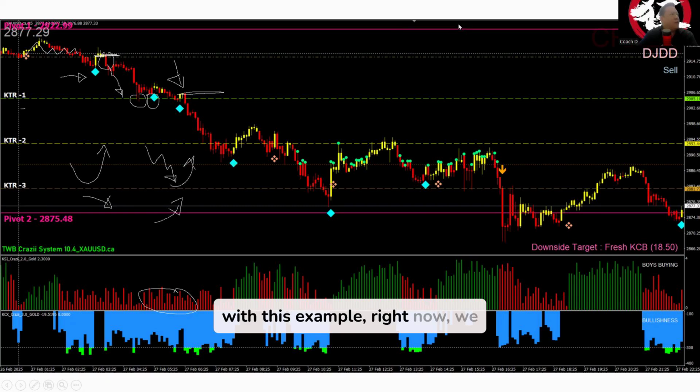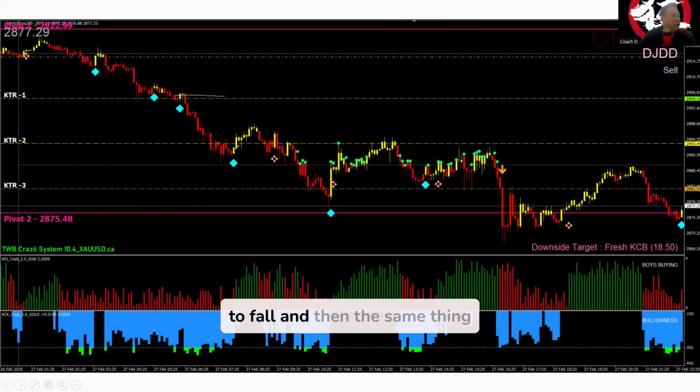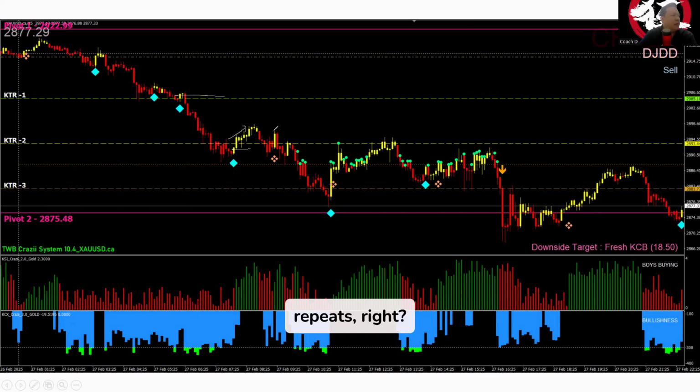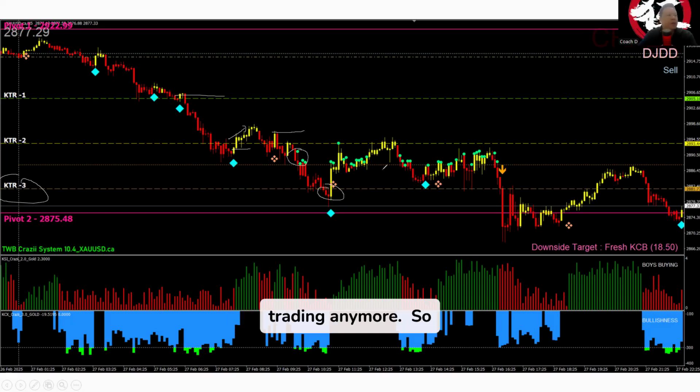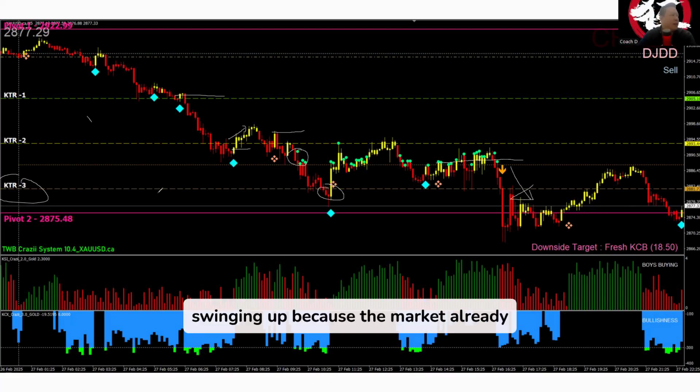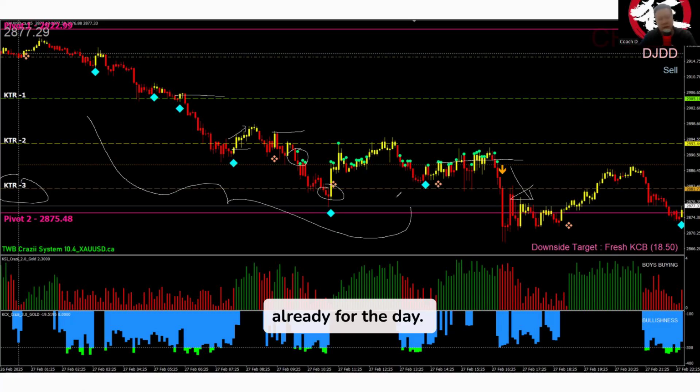With this example, we notice that the market continued to fall, and then the same thing repeats, right? That false diamond appearance, then it touches the MA30, because that's where it shows you green color dots. So when it came back down, you can see KTR -3 was already given. So guys, at this junction here, you shouldn't be trading anymore. If you still insist on trading, there's nothing much for you to compare until here where the 4 diamond is, and then you sell. But if you ask me, it's a bit forcing because the market already hit KTR -3 for the day.